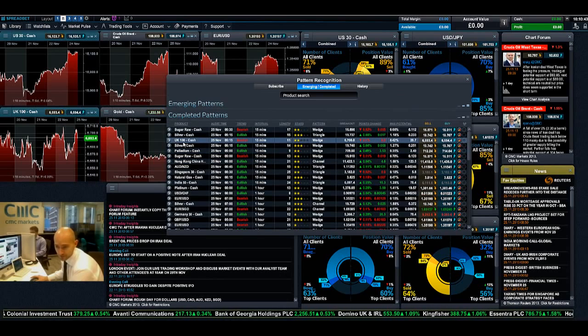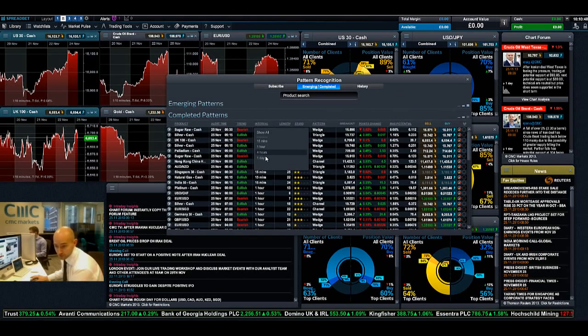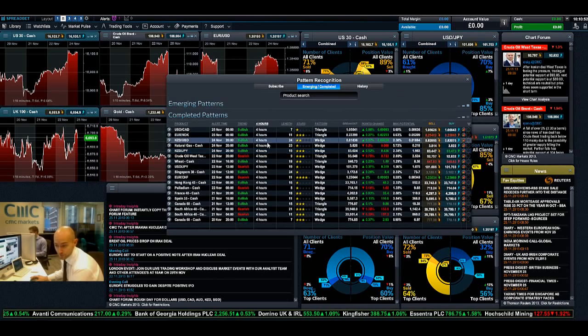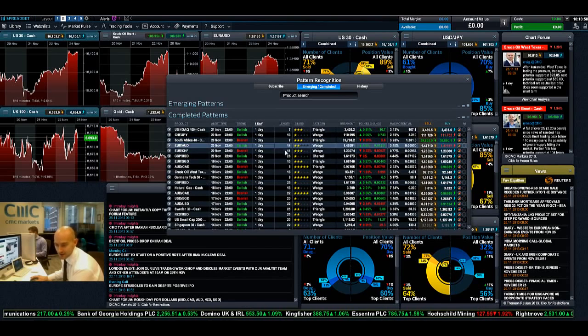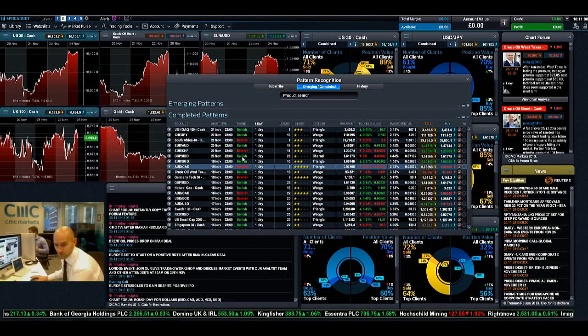New trading opportunities come up every 15 minutes, but I can go ahead and change the interval here to say, okay, I only want to see 4-hour patterns, for example, and it would only show me the 4-hour patterns that are in play right now. I can go back to 1 day. It just gives you a bit of an idea of what to expect.